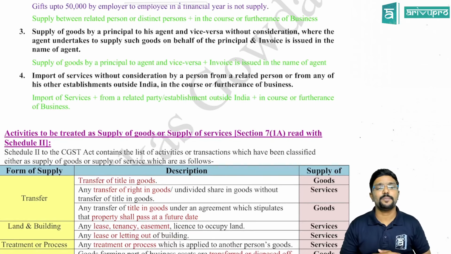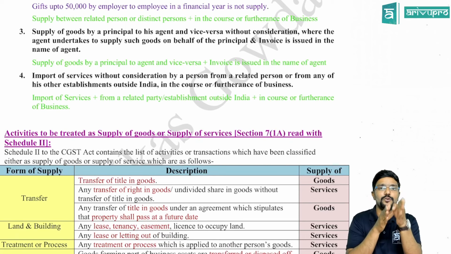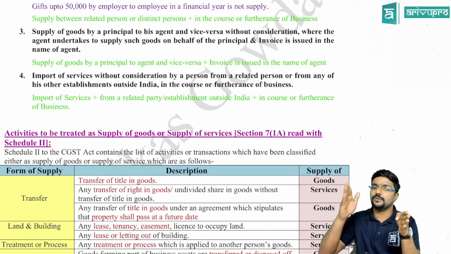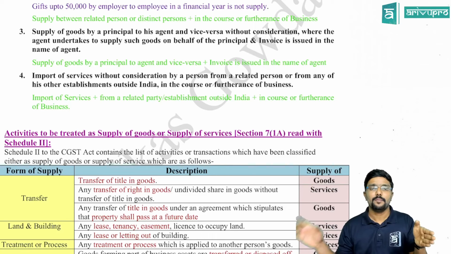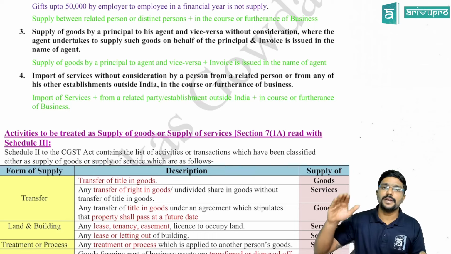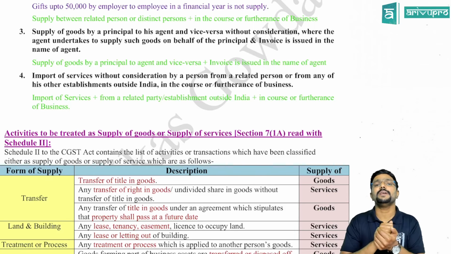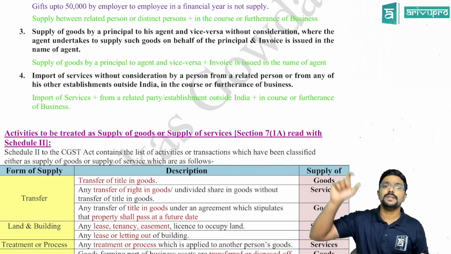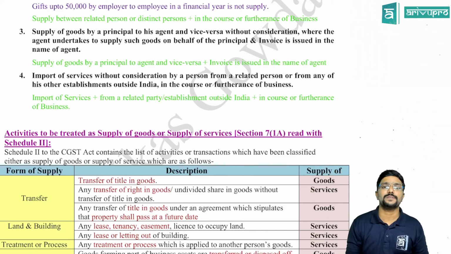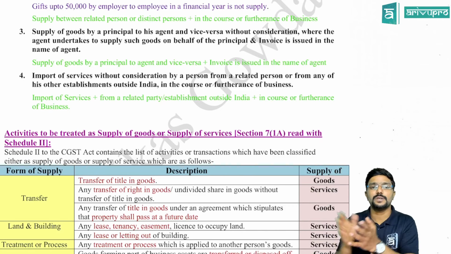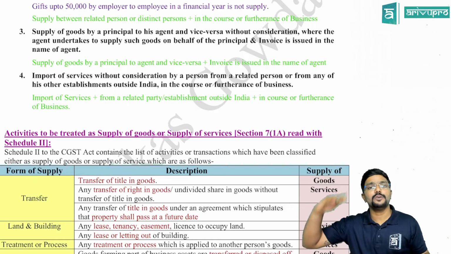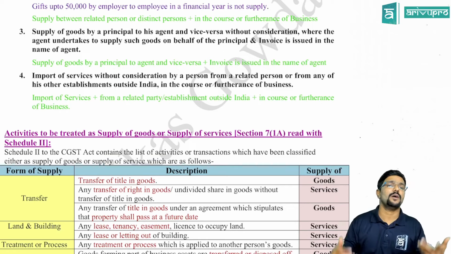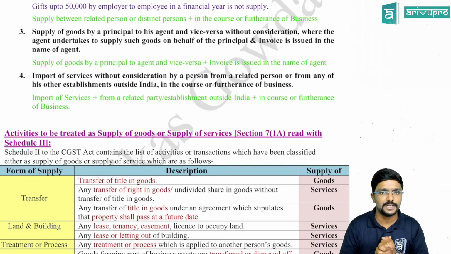Then coming to third para, supply of goods by a principal to his agent. See, if there is any supply of goods from principal to agent and further goods are supplied by agent to customer, so agent to customer, it is a supply. But when the goods are supplied from agent to customer, in whose name is the invoice given? If the invoice is given in the name of agent, then there are two supplies. One is from principal to agent without consideration as per para 3. And the other one is agent to customer. That will be as per 7.1a. Obviously, consideration will be present in that case.